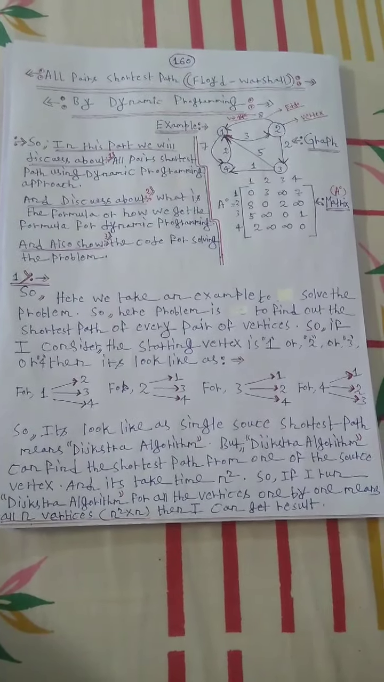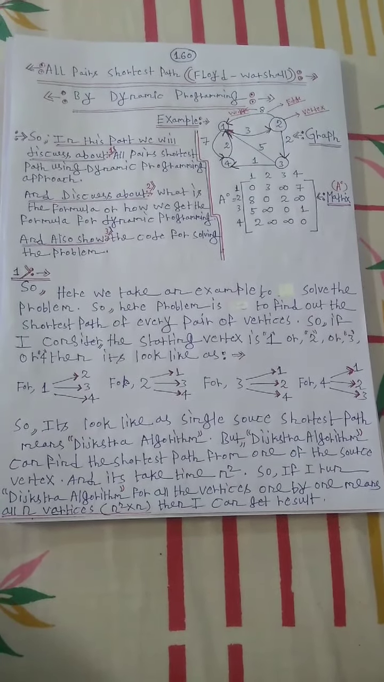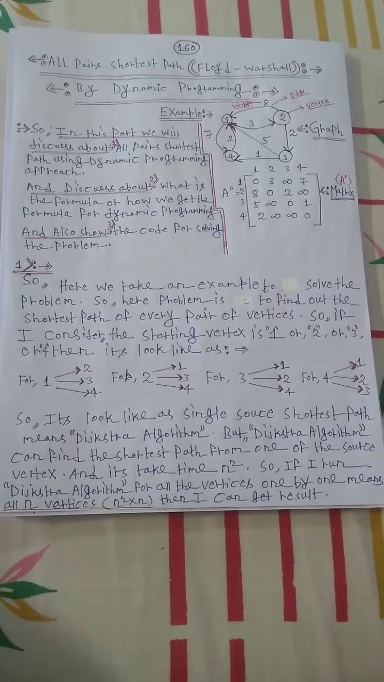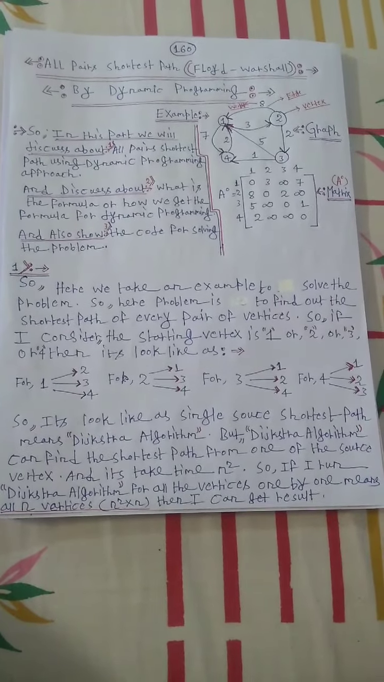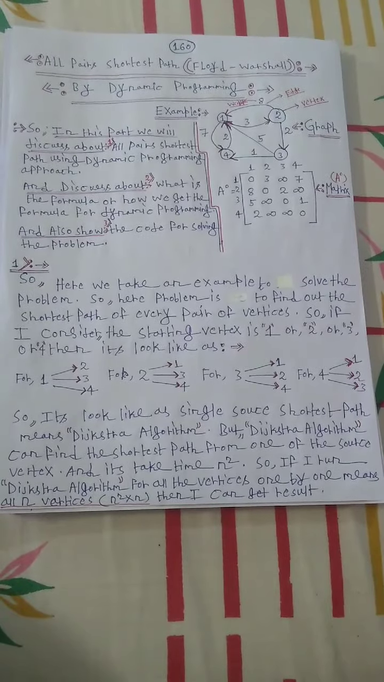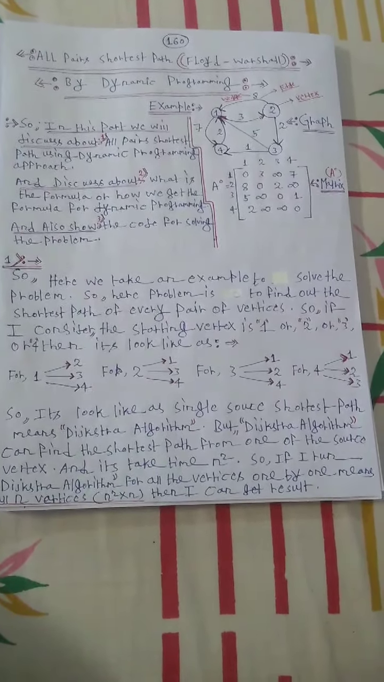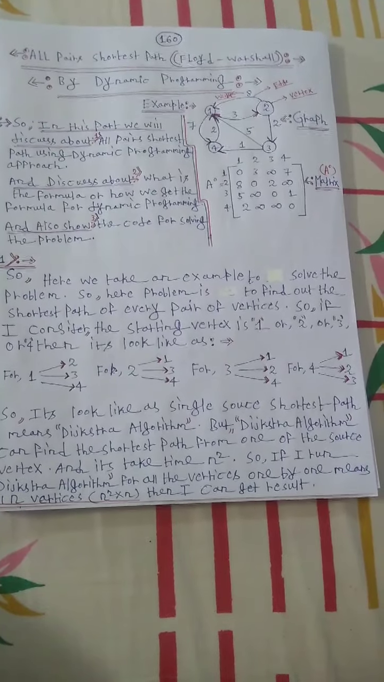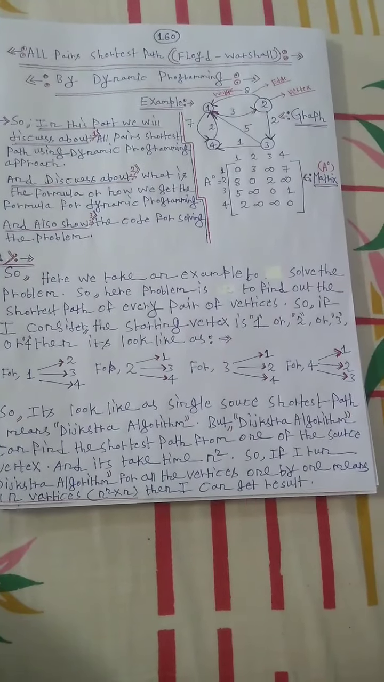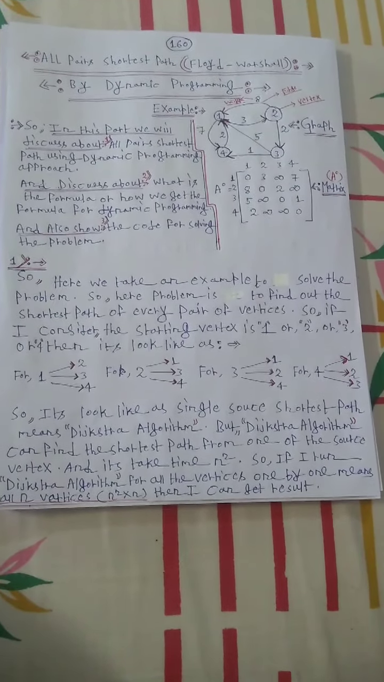Here we take an example to solve the problem. The problem is to find the shortest path of every pair of vertices. If I consider the starting vertex as 1 or 2 or 3 or 4, then it looks like from 1 to 2, 1 to 3, 1 to 4, like that, 2 to 1, 2 to 3, 2 to 4, 3 to 1, 3 to 2, 3 to 4, and 4 to 1, 4 to 2, 4 to 3.